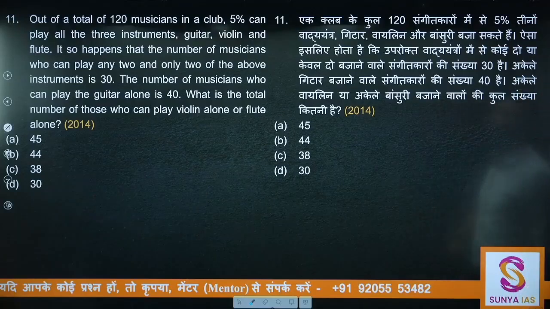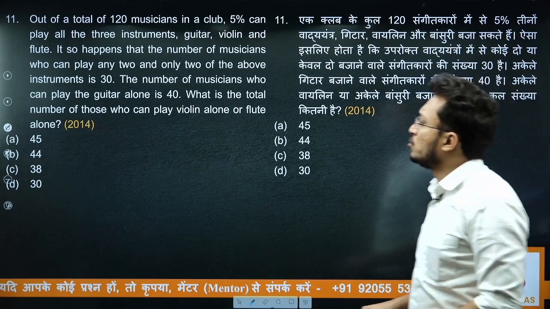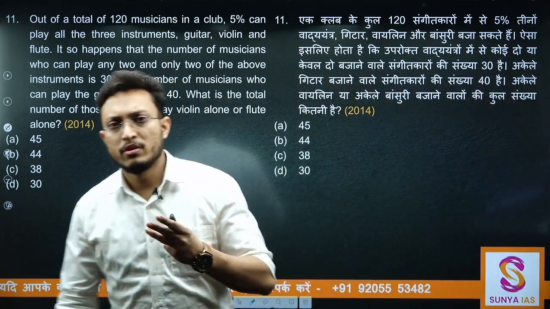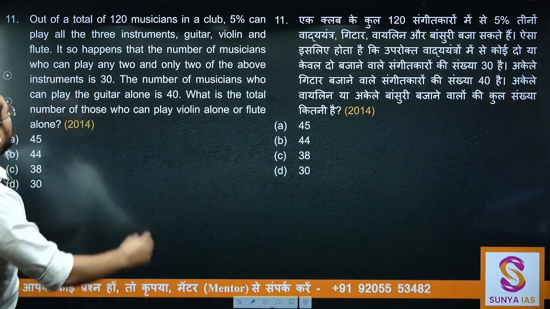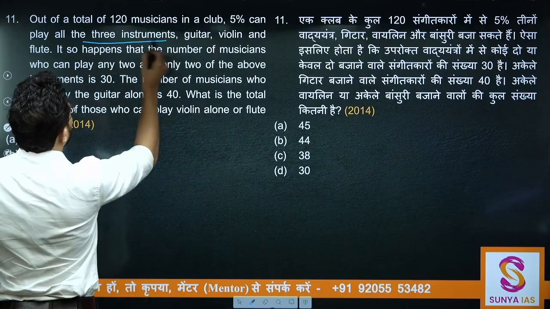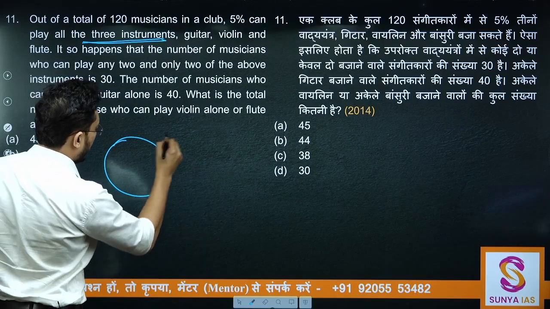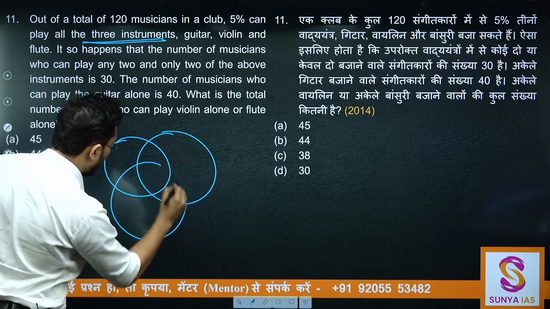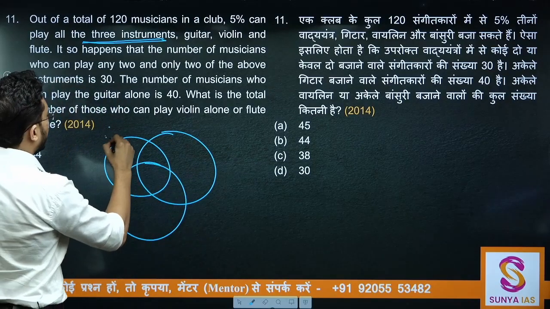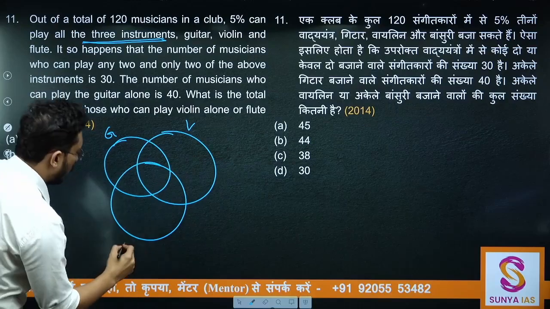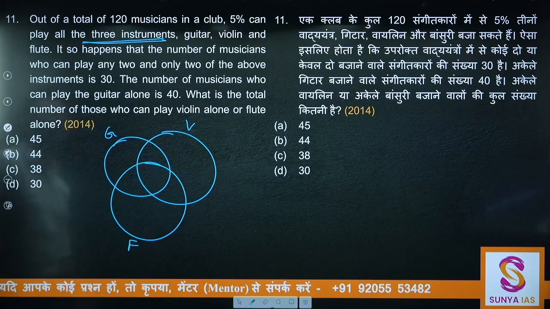Out of a total of 120 musicians in a club, 5% can play all the three instruments. So the question specifically talks about three activities, because three instruments are given. So in a Venn diagram with three sets, we'll see that the three instruments are guitar, violin and flute. This is given to us.